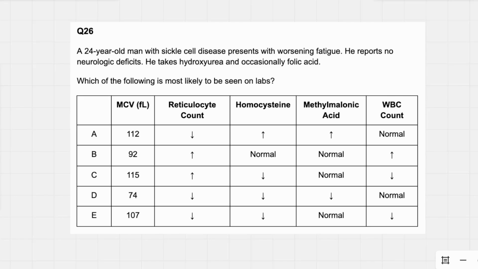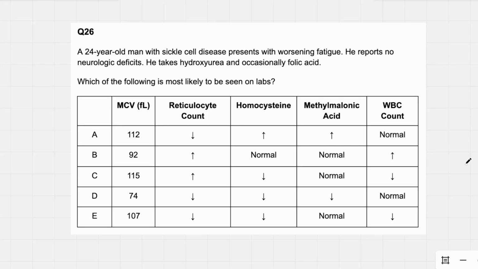Question 26. Which of the following is most likely to be seen on labs? And we have ourselves a heme question. A 24-year-old man with sickle cell disease presents with worsening fatigue. He reports no neurologic deficits. He takes hydroxyurea and occasionally folic acid.